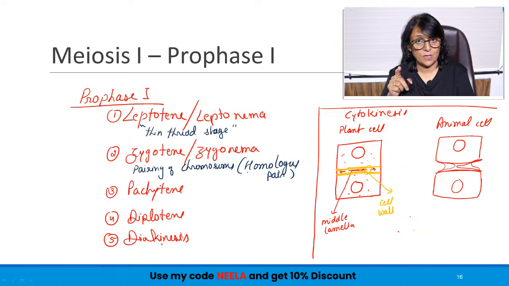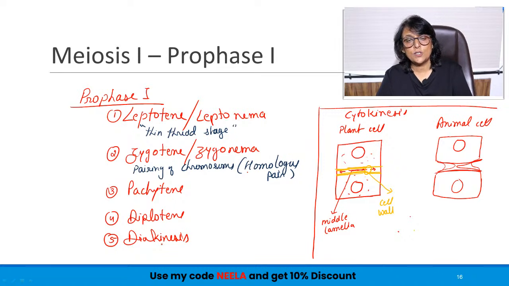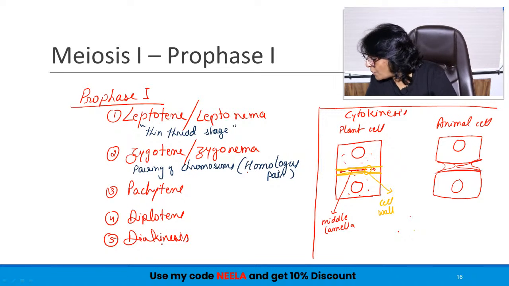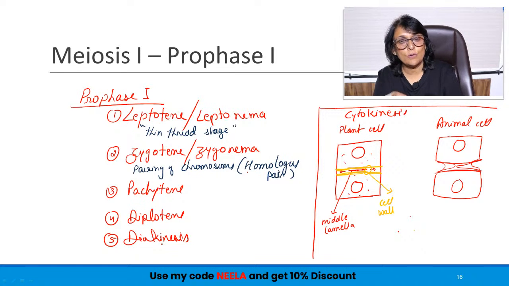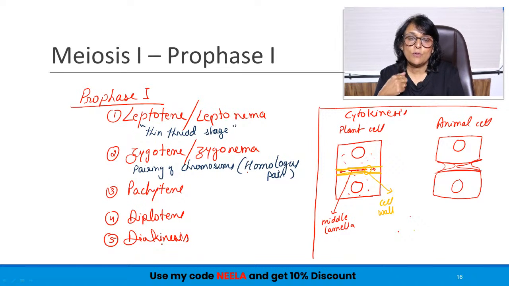This sequence is fixed, we cannot change it. So these are the five subphases of prophase I. Actually, I was planning to give you some idea about leptotene and zygotene today itself, but because there were questions and I thought you might need a little more time to recap this, I'll start with the same stages, leptotene and zygotene, in the next lecture. Okay, I wanted to give you some idea.